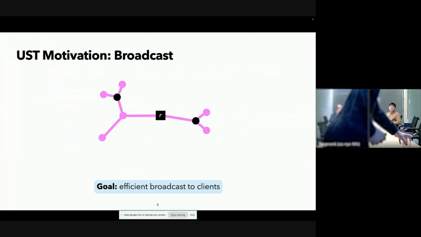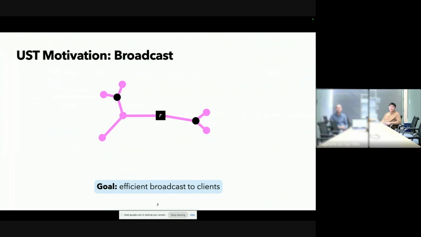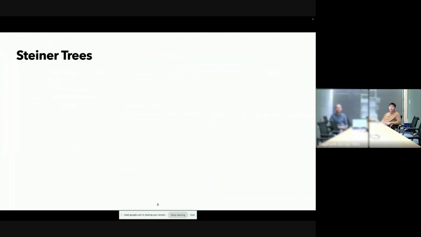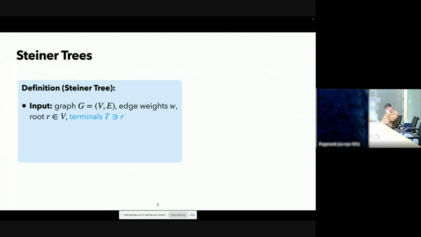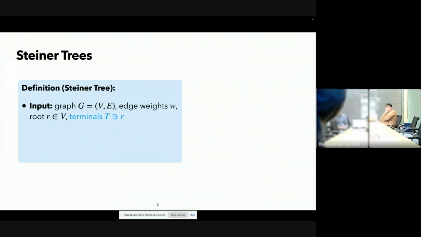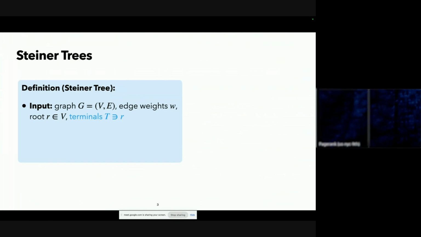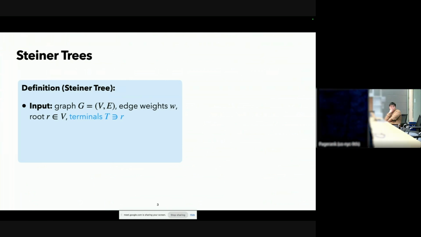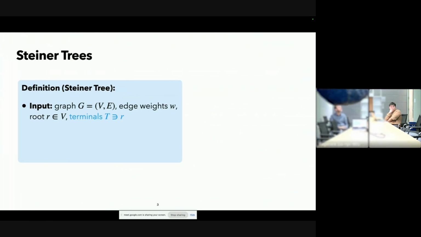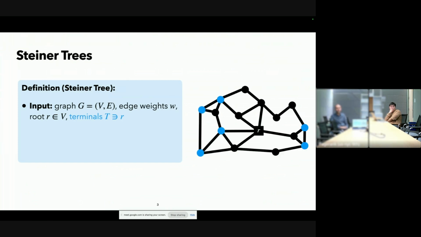This is a very well-studied problem in algorithms and theoretical computer science. It's just called Steiner tree. Namely, here we imagine that we're just given some graph G with vertex set V and edges E. Our edges have weights, and we're also given some fixed root vertex, and we'll see why I'm going to be talking about the fixed root vertex for this talk. And then we imagine that we're given a subset of vertices that I'll call terminals, which always contain that root vertex. So an instance of Steiner tree might look something like this.